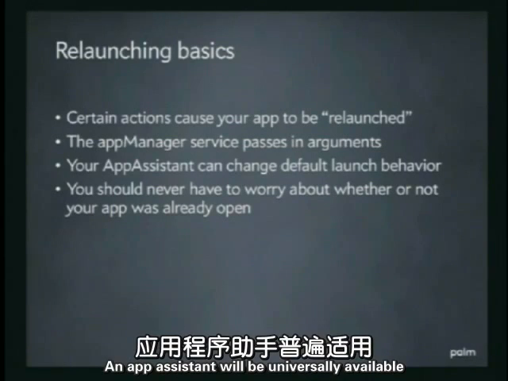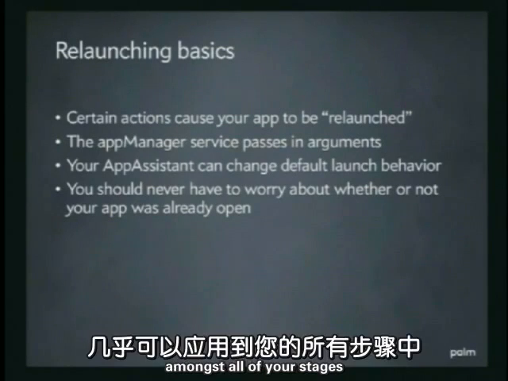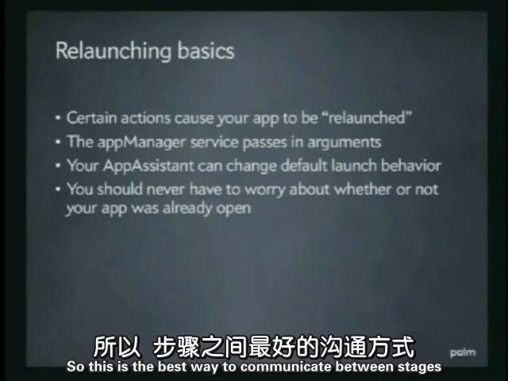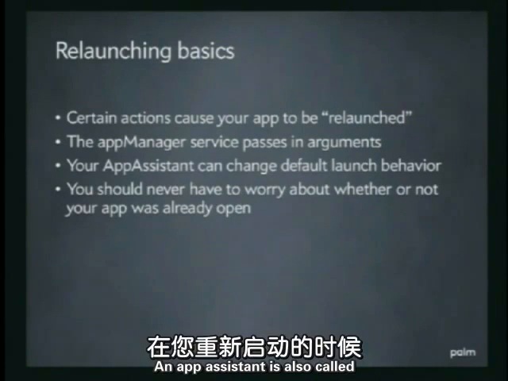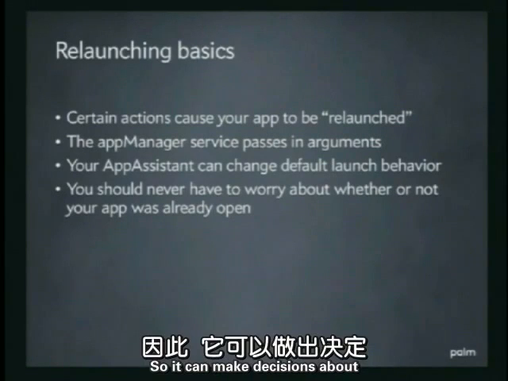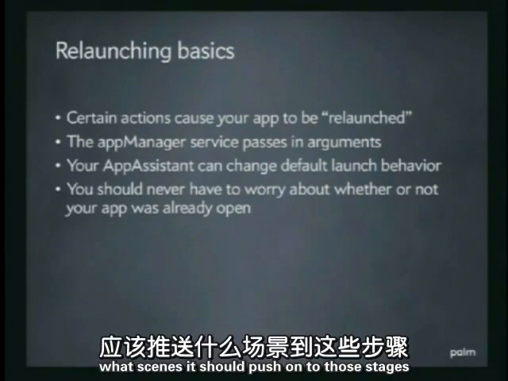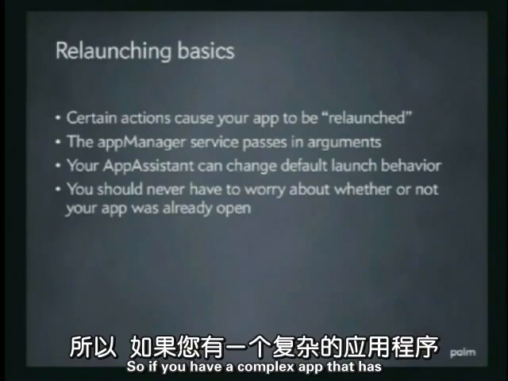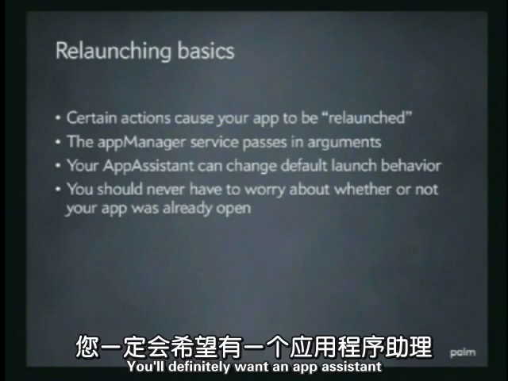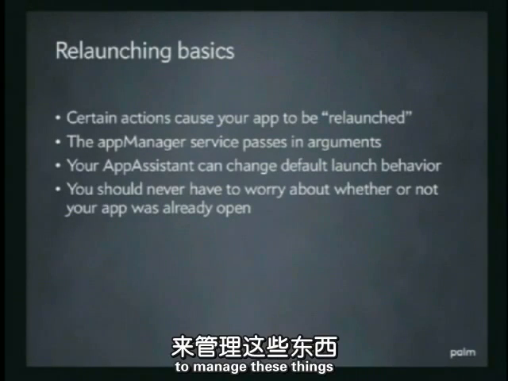And an app assistant will be universally available amongst all of your stages. So this is the best way to communicate between stages, is to have an app assistant. An app assistant is also called when you get relaunched. So it can make decisions on what stages it should open, what scenes it should push onto those stages, and whatnot. So if you have a complex app that has these types of behaviors, you'll definitely want an app assistant to manage those things.